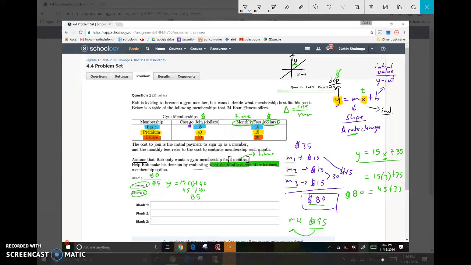And for our deluxe, let's go ahead and switch the color here. We're going to have to pay, let's see, y equals, here our deluxe is $50 to join, so our initial cost is 50, and then our rate is 20, and we want it for 3 months. So 3 times 20 is 60, plus 50, 60 plus 50 equals 110. So for our deluxe membership, we'd have to pay 110.